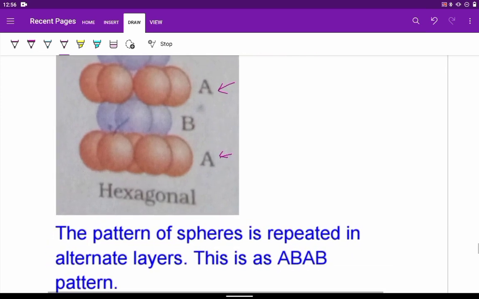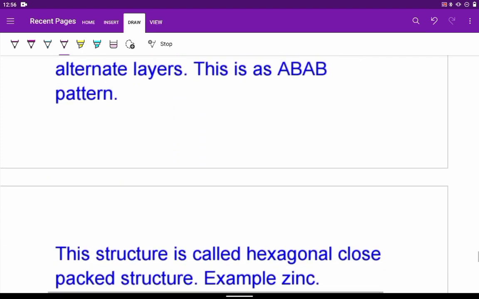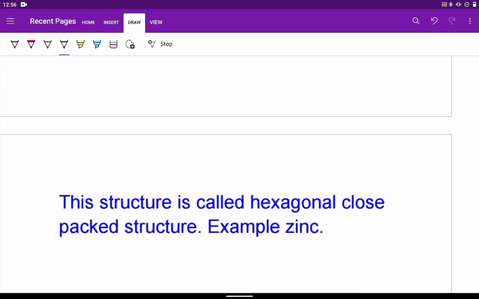So this pattern of spheres is repeated. This is an AB pattern, alternate layers. The pattern of the spheres is repeated in alternate layers. This is an AB pattern. This structure is called hexagonal close packed structure. Hexagonal close packed structure, an example is zinc.